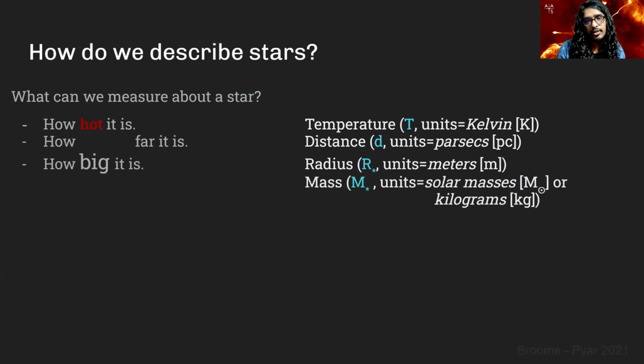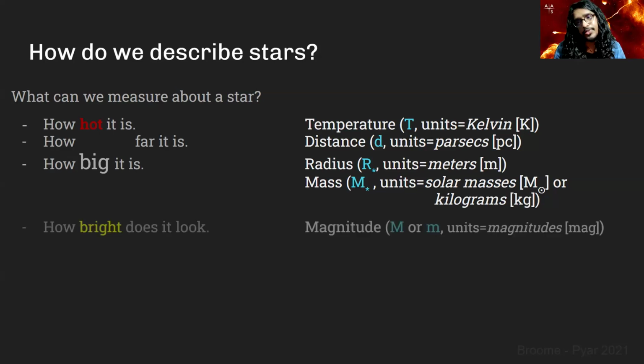and the mass, or how heavy it is, that's also a measure of how big it is, measured in kilograms or solar masses. So how many suns' worth of mass a star is. A solar mass is a measure of mass in astronomy. How bright it is is given by something called a magnitude.